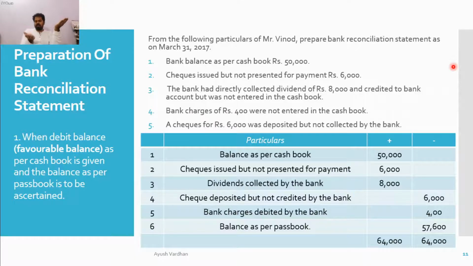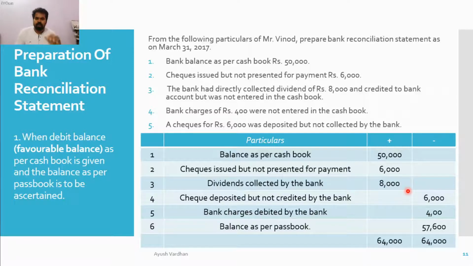Here we have again 8,000 rupees in the passbook. Your cash book doesn't know about this, and what does that mean? Again, the bank passbook is in the positive. Bank passbook is positive means you have to put that on the positive side entry in the BRS statement. Okay? So that entry we have made here on the positive side.